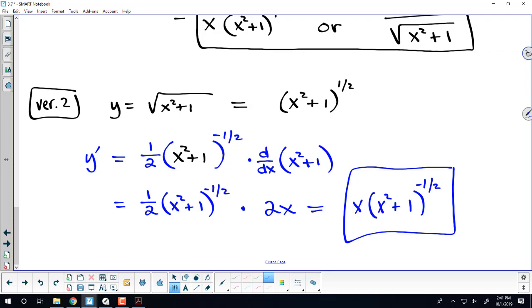Anyone have any questions? So then, again, you can imagine a function that has a quotient, a product, and a chain rule all in the same function. All right. Can I advance? Does everybody have what they need?